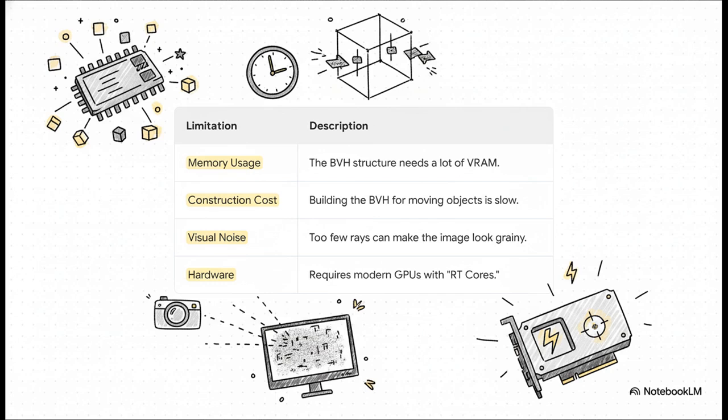And finally, and this is a big one, you need the right hardware. This whole thing really only works if you have a modern GPU with special hardware inside called RT cores, which are basically little processors built specifically to do these ray tracing calculations at lightning speed.